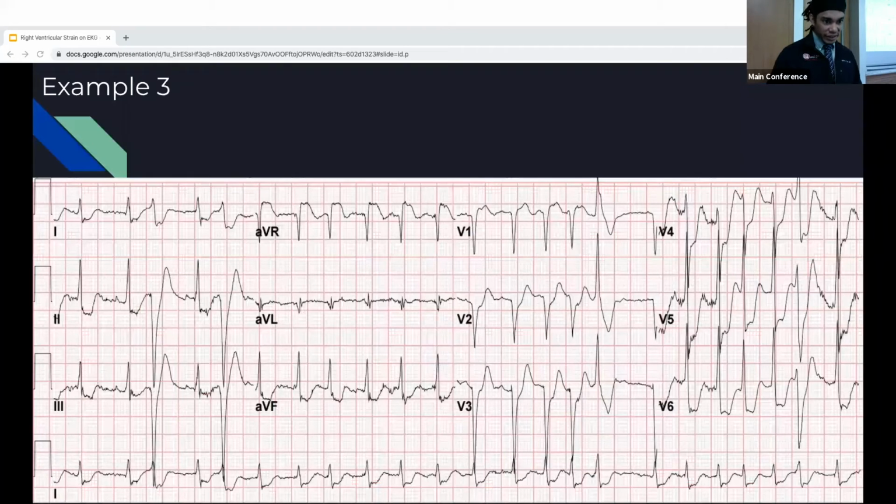This is a more interesting EKG. This is a patient who came in with foot pain and said that every time their feet hurt, they developed palpitations and shortness of breath. What findings do we see here? Just to skip you forward, I think that foot pain was more DVT. What findings of right heart strain do we see here on this EKG?